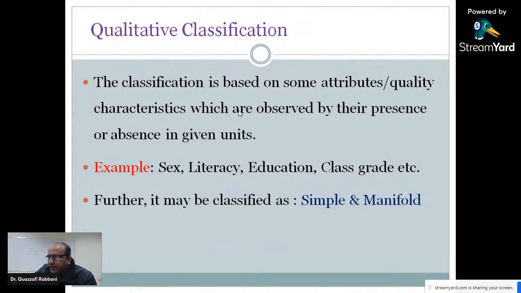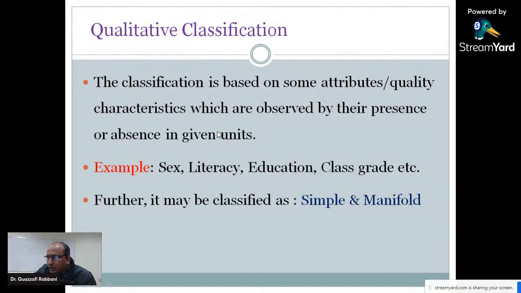Now the qualitative classification. Classification is based on some attributes, qualities, and characteristics which are observed by their presence or absence, because qualitative data can never be measured. It is either its presence or absence. Examples: sex, literacy, education. These are all categorical data. So it may be classified as simple and manifold.